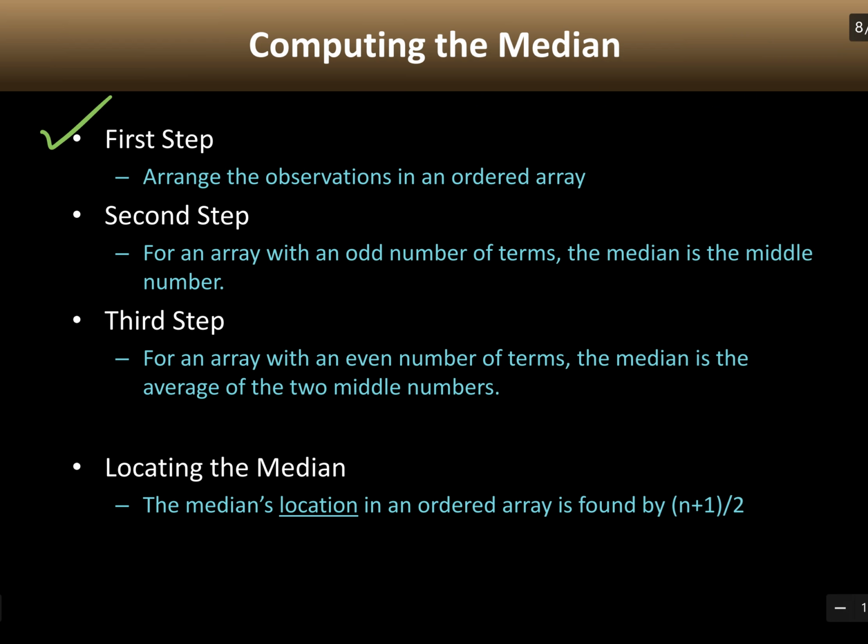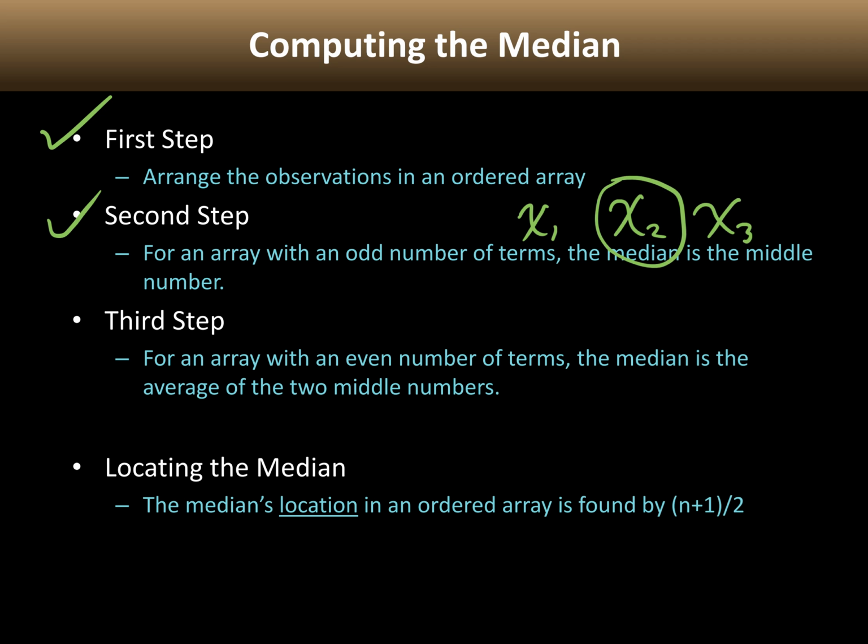Well, the first step is to get that ordered array, smallest to largest. Second step, if the array is an odd number of terms, the median is simply the middle number. So let's say we have a tiny data set of 3 values. So x1, x2, and x3. The median in this case would be the value that goes with x2.